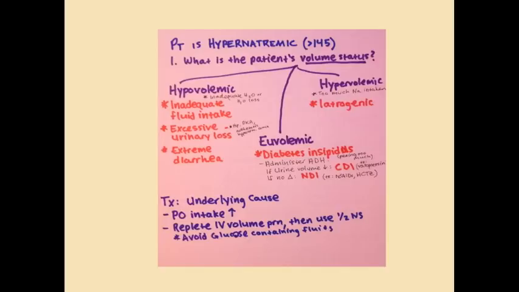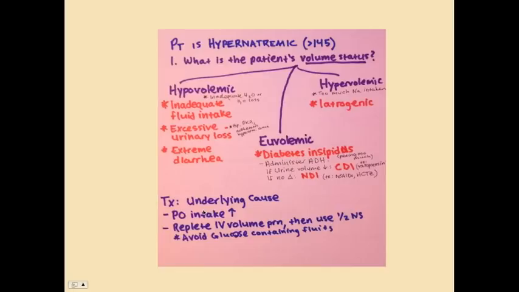So in general, to treat any patient with hypernatremia, we're going to want to treat the underlying cause, and that's usually pretty easy to do because there's not many causes of hypernatremia: inadequate fluid intake, excessive loss, either due to DKA or diabetes insipidus, extreme diarrhea, or iatrogenic. So you can usually narrow it down to one of these 5. So treat the underlying cause. Obviously, these patients should be drinking water if they can. And then you want to replete their IV volume. If they're hypovolemic, definitely you've got to replete their volume.